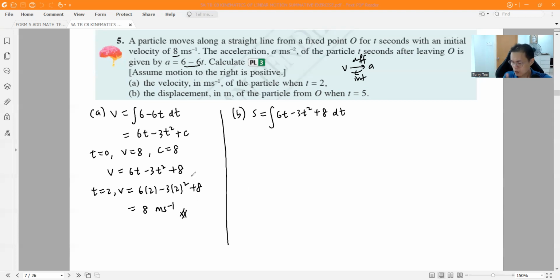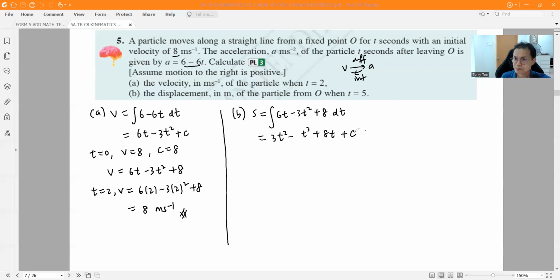Right, now you can also choose to integrate directly. You can actually integrate 0 to 5 directly. Anyhow, I'll just show you the displacement first. Integrate this, you get t to the power 2. 6 divided by 2 is 3. t cubed, 3 divided by 3 is 1, so it's t to the power 3. Integrate 8 is 8t plus c.